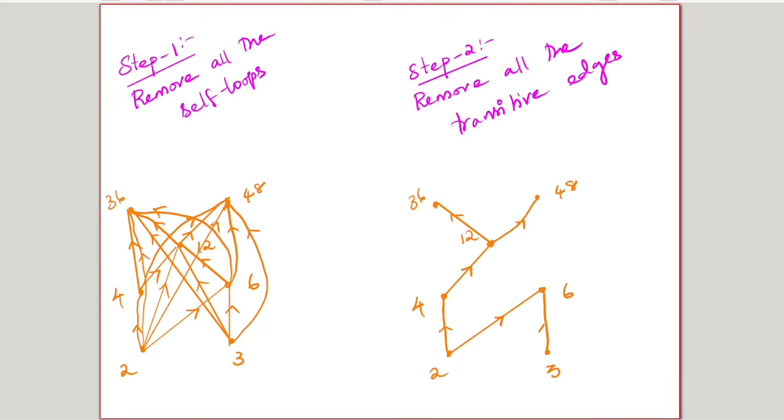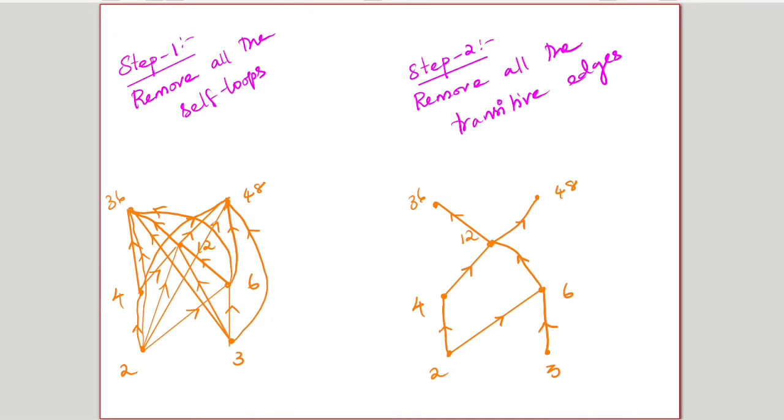Next, starting with 3, 3 to 6 is not there yet. So we have to draw it, 3 to 6. And then 3 to 12 we can reach in this way: 3 to 6 and 6 to 12. 3 to 36 we can reach from 3 to 6, 6 to 12, 12 to 36. 3 to 48 also we can reach: 3 to 6, 6 to 12 and 12 to 48.